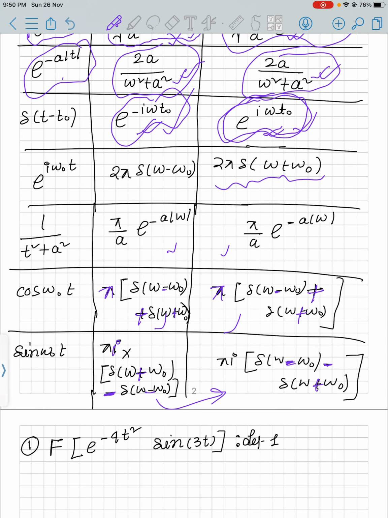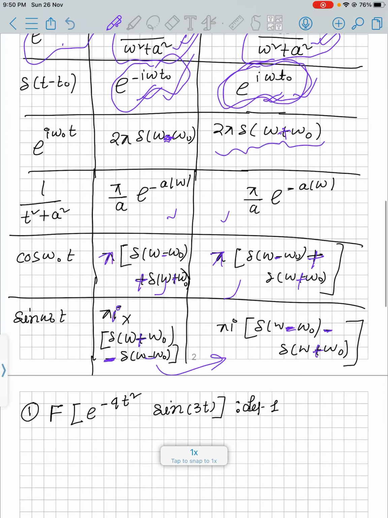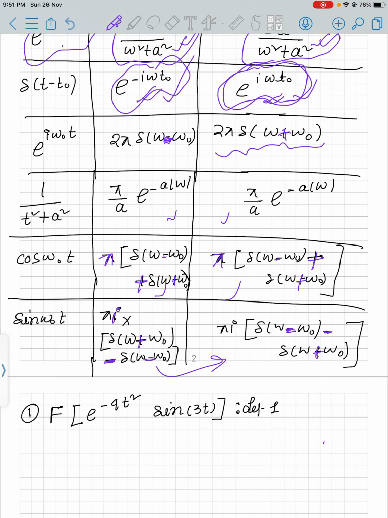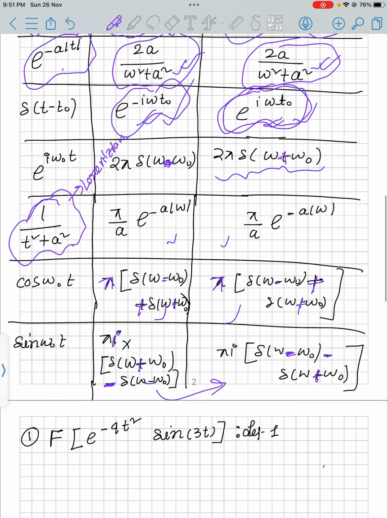And similarly e to the power i omega t here is minus. Using the first definition we get minus, and using the second definition we get plus. Now you can note that e to the power i omega naught t is neither an even function nor an odd function. Now 1 by t square plus a square, this function has a name, which is the Lorentzian function. Okay, Lorentzian.